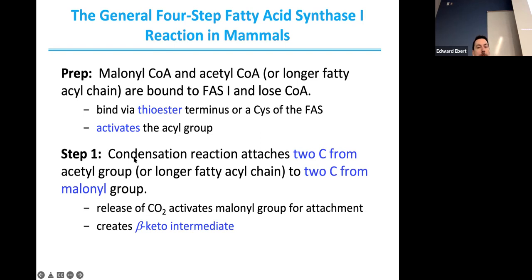So step 1, we're going to condense the 2 carbons from the acetyl group to 2 carbons from the malonyl group. Because malonyl has 3 carbons, we're releasing one of them as carbon dioxide. Right? And this gives us this beta keto intermediate.